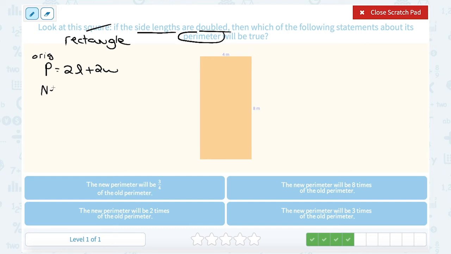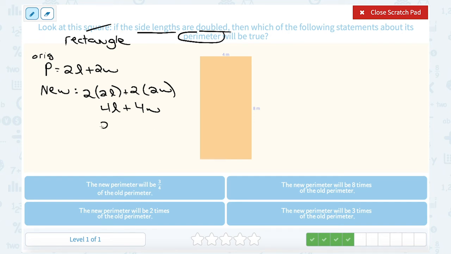For my new formula, if I double both of those, I would say 2 times whatever 2L gave me, right? Doubled means multiply by 2, plus 2 times whatever 2W gave me. So I would wind up with 4 times the length plus 4 times the width. If I want to compare this to what the 2L plus 2W was, well, I doubled both numbers before I add them together.